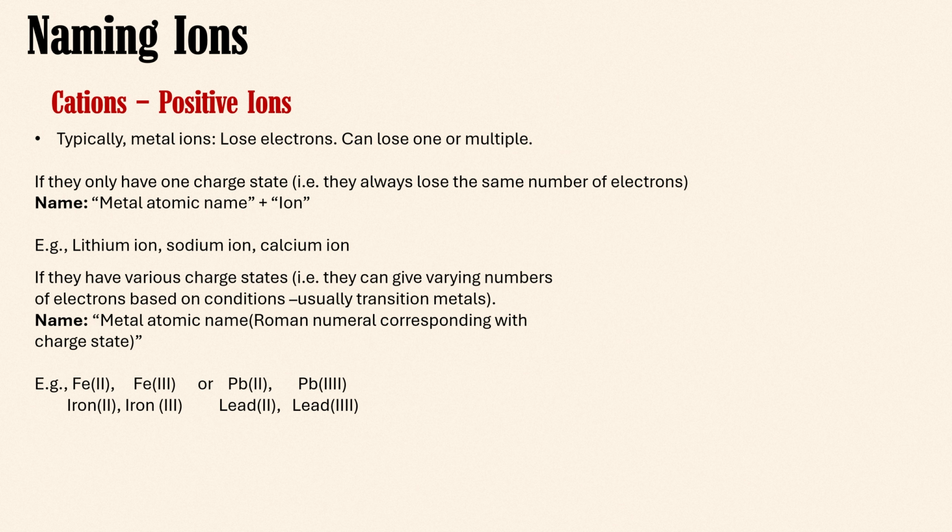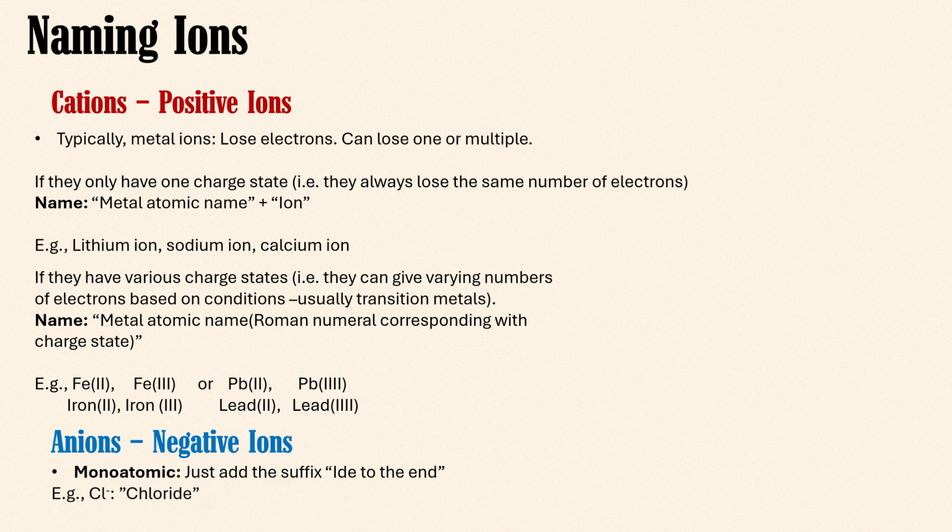On the other hand, if they have various charge states, meaning that they can give a varying number of electrons based on the conditions, and this is usually reserved for transition metals, then their name would be the metal atomic name, followed by some Roman numerals corresponding with the charge state. Some examples of this would be Fe2 or Fe3, or Pb2 or Pb4.